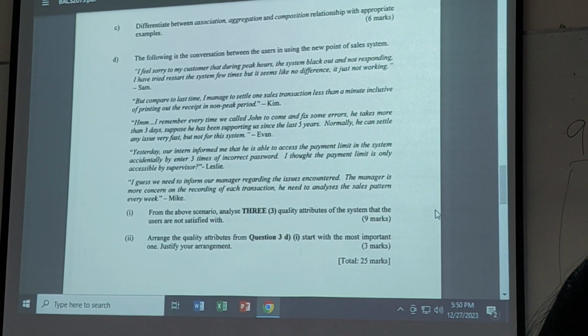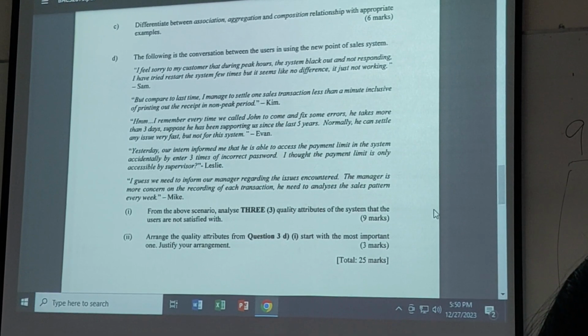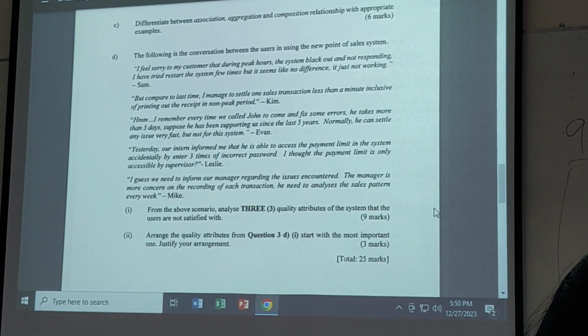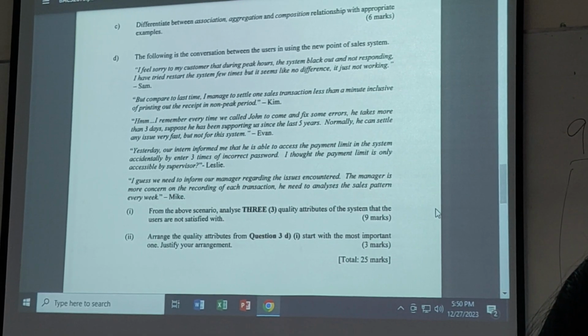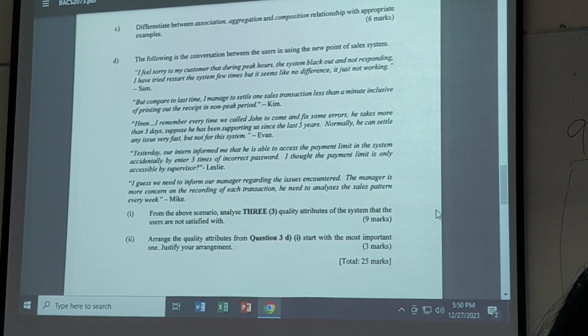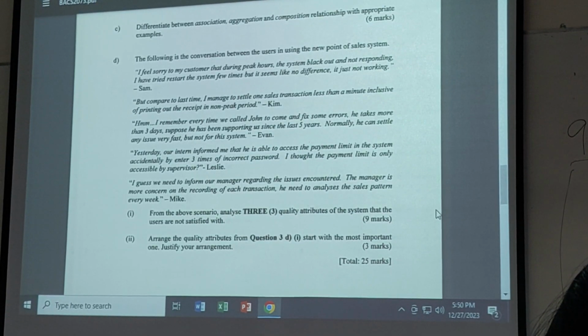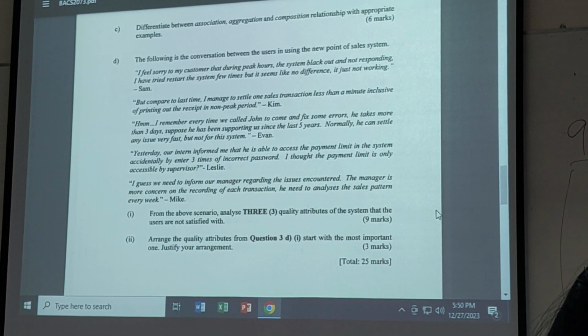Arrange the quality attributes. This one is an open question. Which quality attribute we mentioned is the first priority? Maintainability, security, or performance? Which one should be the first? Security, right? Second, performance. Third, maintainability. Understand? Justify your arrangement. Why?